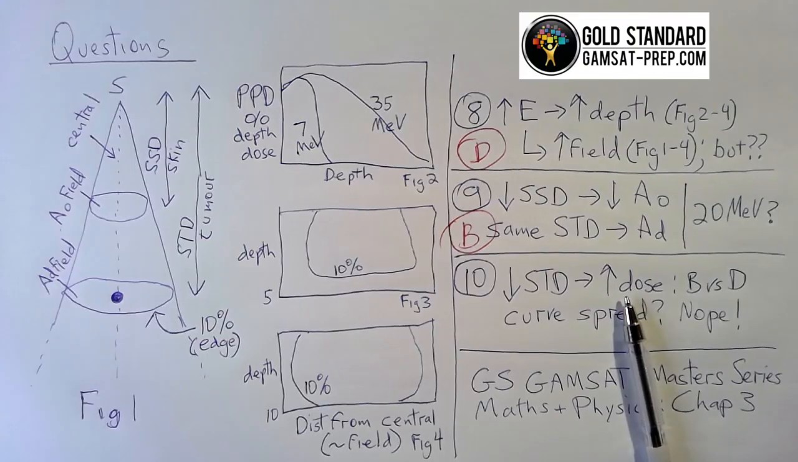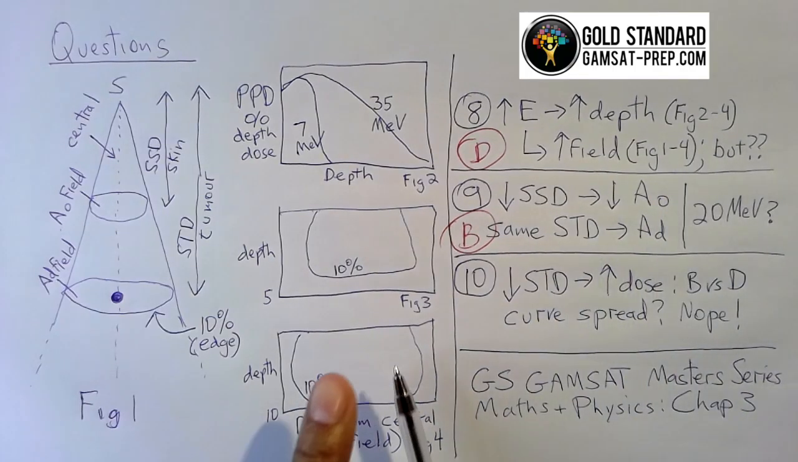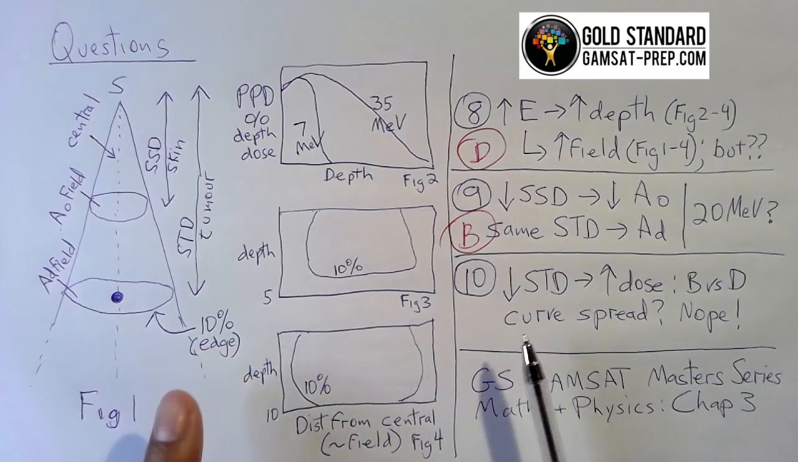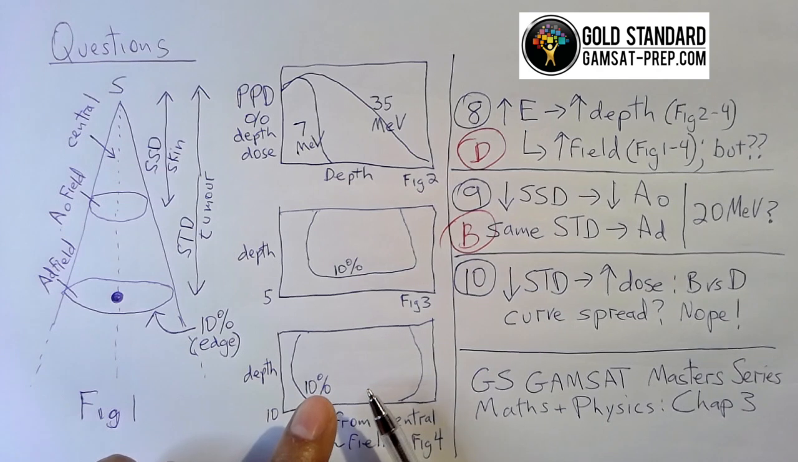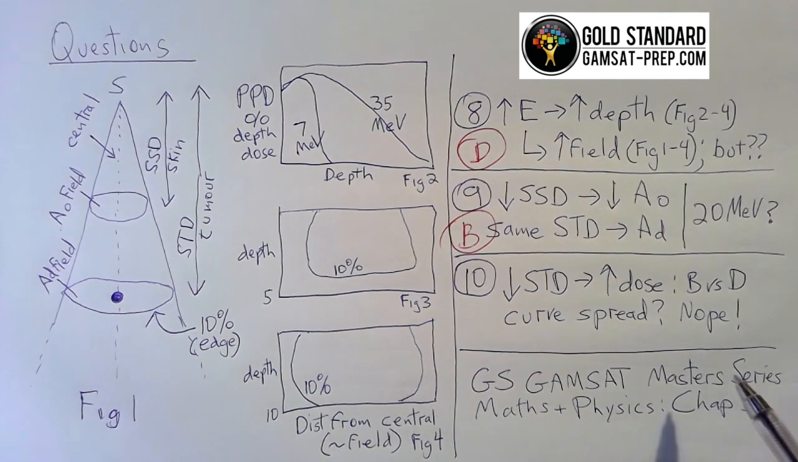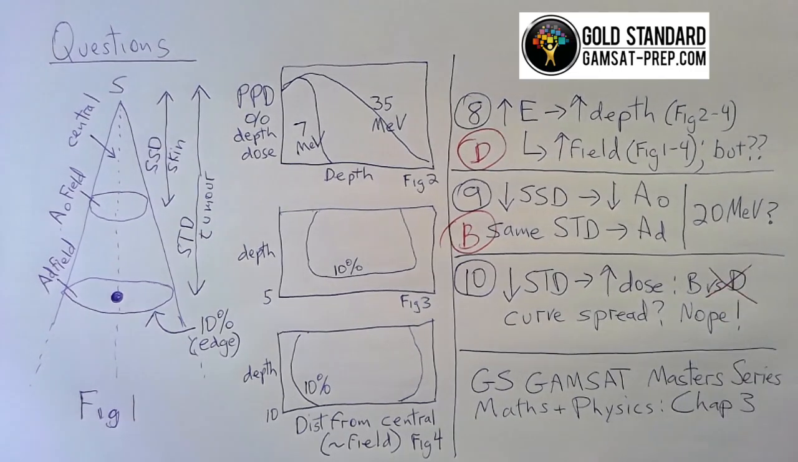When we look at the answer choices, it's B versus D. Now, D says the isodose curve will spread out. Presumably, they mean it widens. However, that is definitely not happening. When the dose increases, we see quite the opposite in figures 3 and 4. So answer choice D is definitely wrong. So there is only answer choice B.